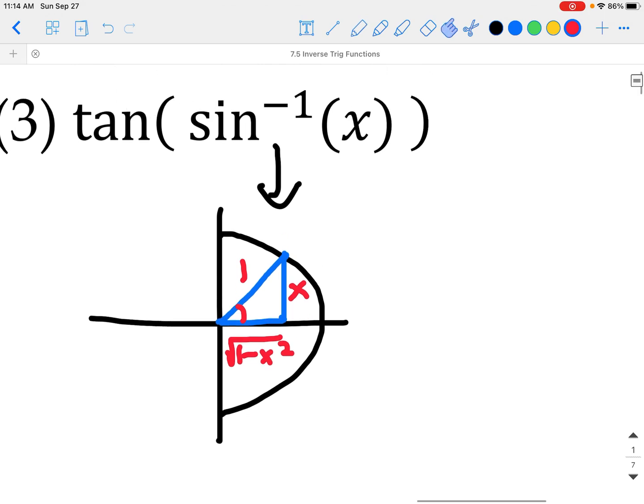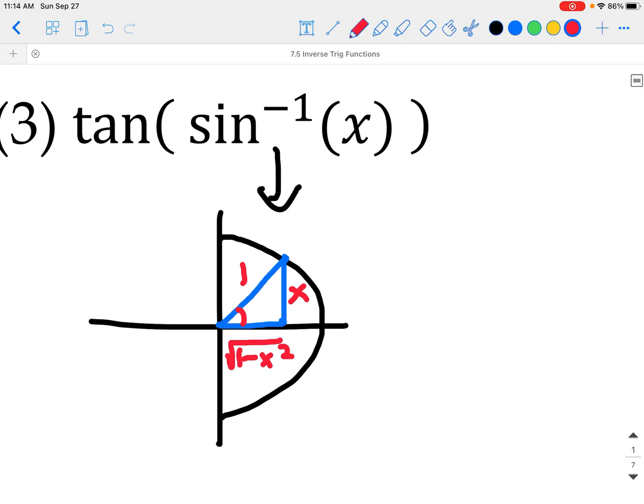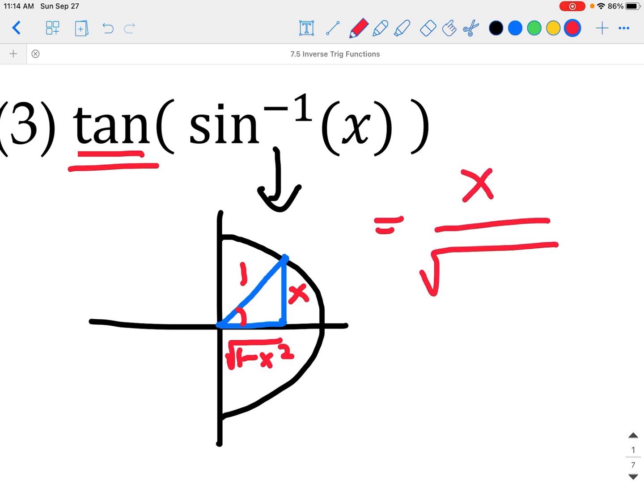So what we're asked then to find is, if that is our triangular relationship at that coordinate, what is the tangent of that? We can see the tangent is going to equal x over the square root of 1 minus x squared from that central angle.